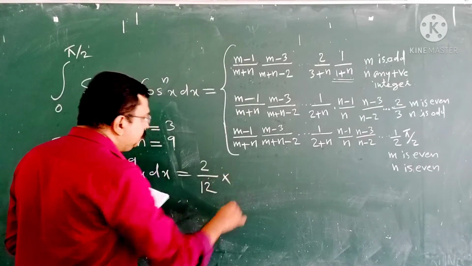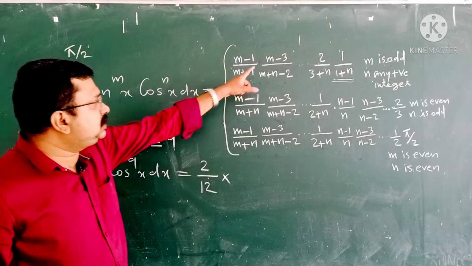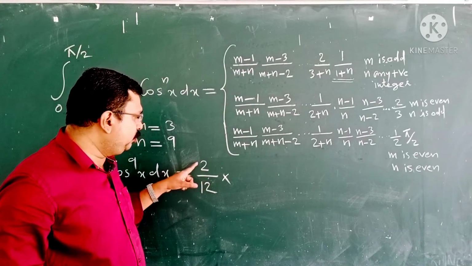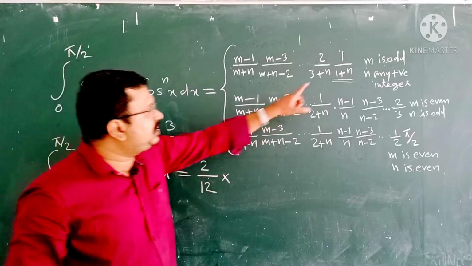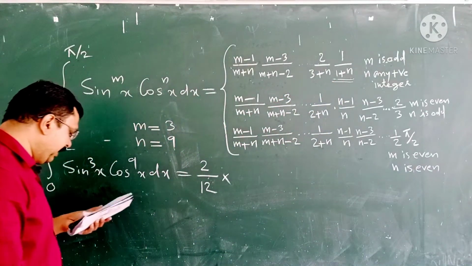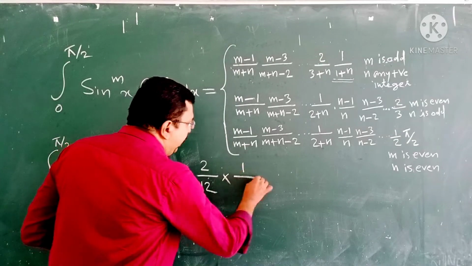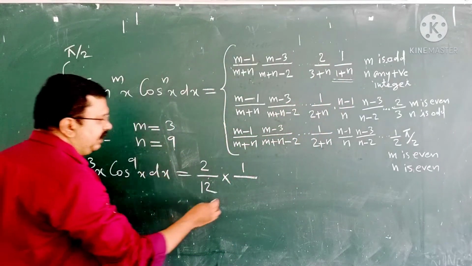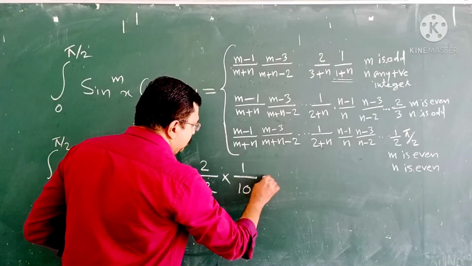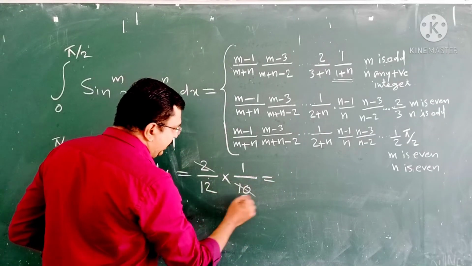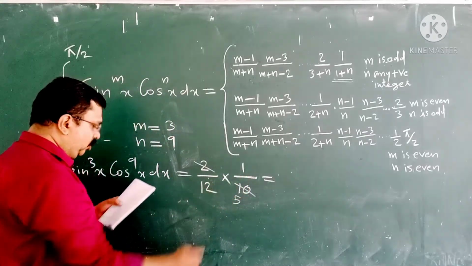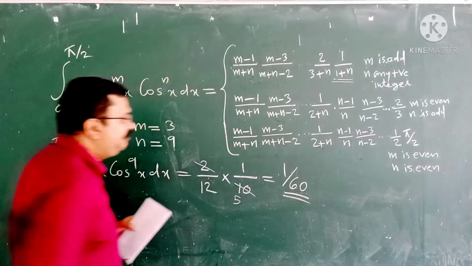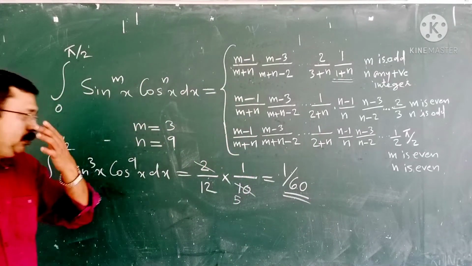Into, the second one is we are subtracting from numerator and denominator using 2, but 2 minus 2 is 0. Therefore, we may take the last term. The last term is into 1 by 1 plus n. N is 9, 9 plus 1 is 10. That is 2 and 10 cancel 5. 1 by 12 into 5. That is equal to 1 by 60 is the final answer. Please write down on your notebook.